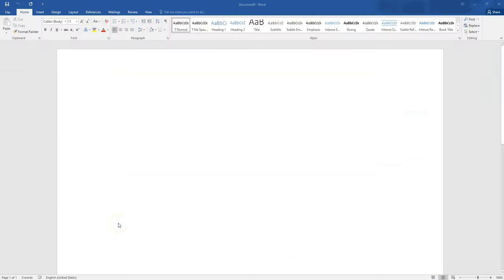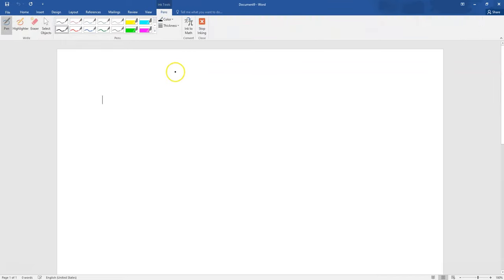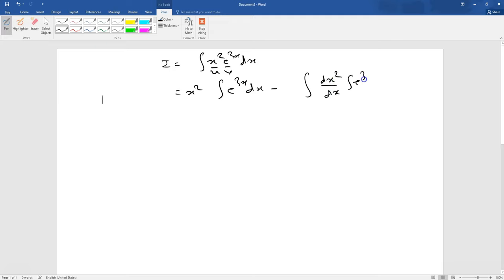Okay. So the example is going to be like this, right? What they have given is I is equal to x square e raised to 3x dx. Again, u into v rule, right? This is going to be your u, and this is going to be v. So x square as it is, the integration of e raised to 3x minus derivative of x square, and then integration of e raised to 3x dx, and then dx for this big integration.